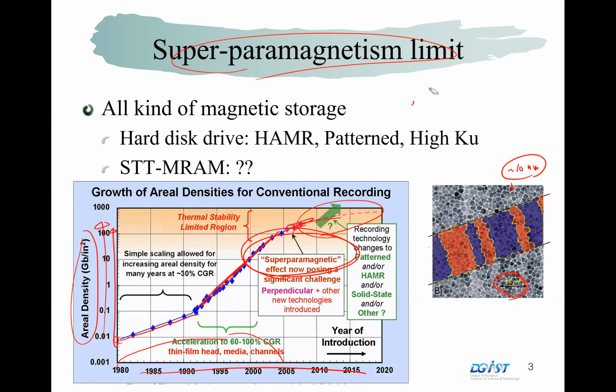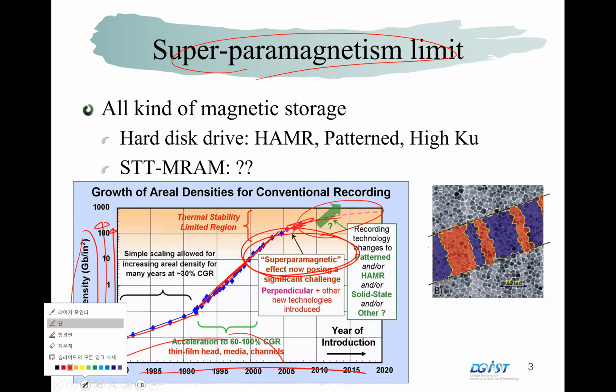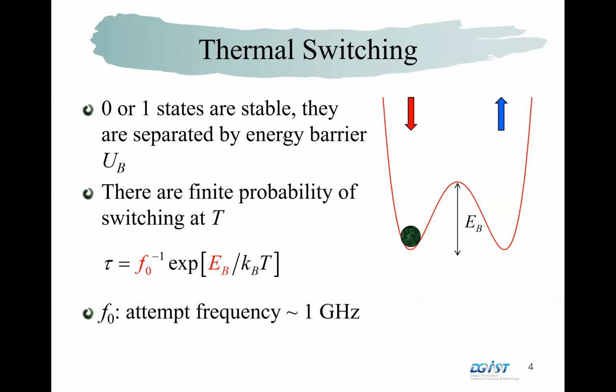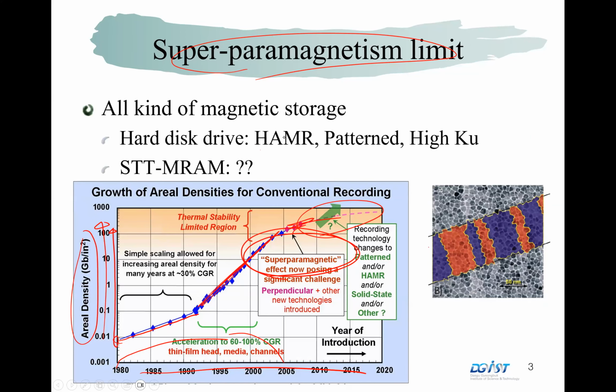And the other way is they introduce some patterning or heat-assisted magnetic recording. Heat assist means the coercivity, or the anisotropic energy, is also a function of temperature. So when they give us some heat, the energy barrier is getting lower, so we can easily switch. But when we remove the heat, the energy barrier is recovered again, then they are stable.